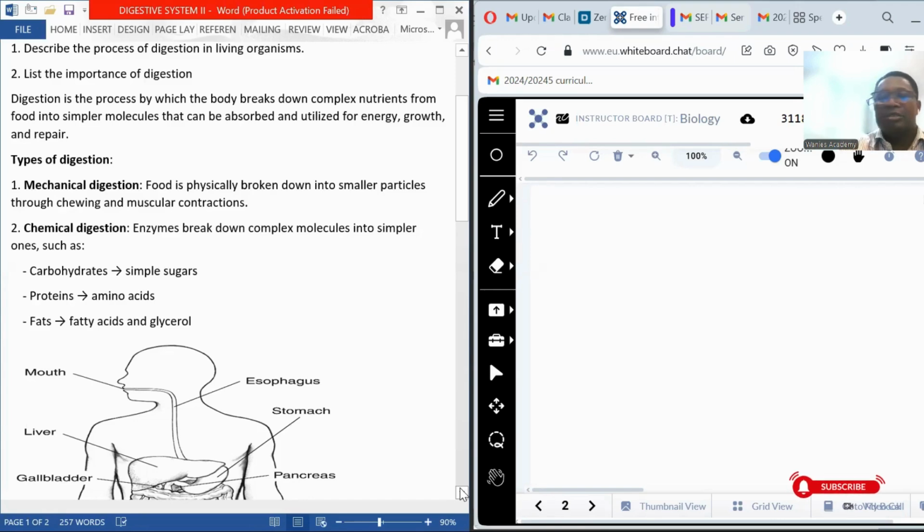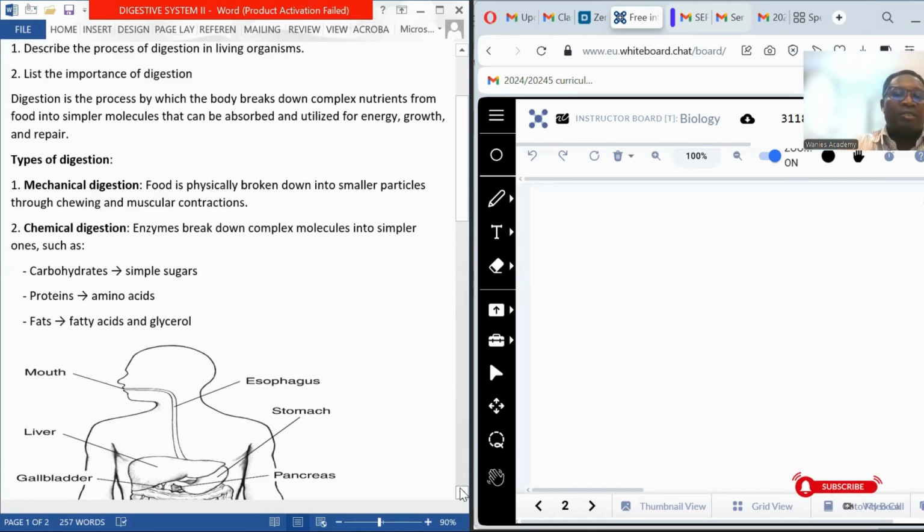Mechanical digestion is the process where food is physically broken down by masticating or chewing food into smaller particles, while chemical digestion has to do with the action of enzymes on the food particles. What are enzymes? Enzymes are biological catalysts or chemicals that speed up the rate at which food is broken down in the body of living organisms.